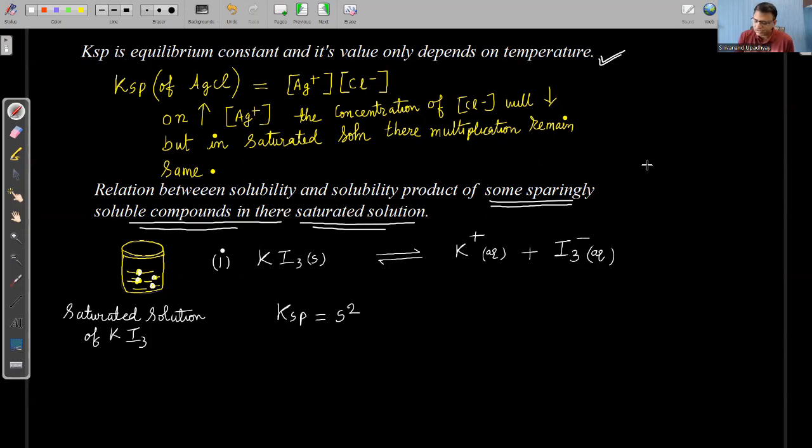Some students, in a hurry, make the mistake of writing KI3 is equal to K+ ion plus 3 times I- ion. Here the charge is not balanced. This is incorrect, so be careful about that. From the correct equation, we can write that Ksp is equal to solubility squared. This is one example where we have to be careful.